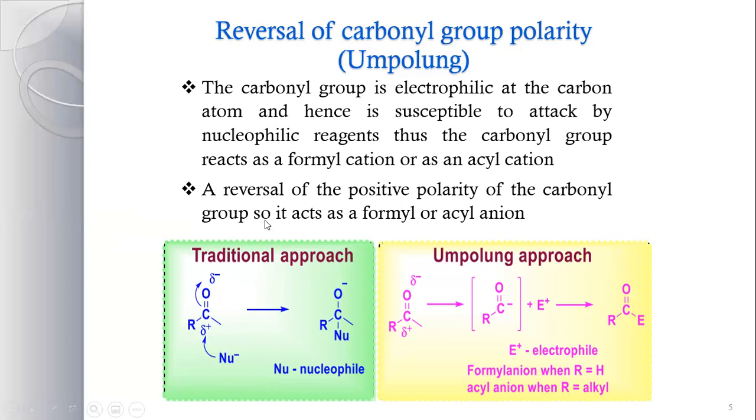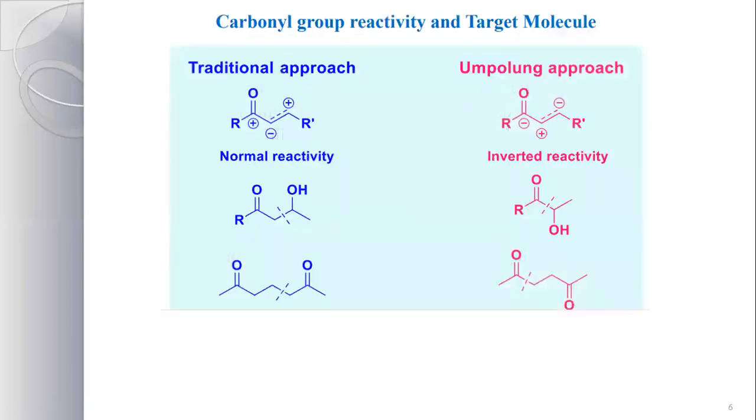In Umpolung, there is a reversal of the positive polarity of the carbonyl group, so it acts as a formyl or acyl anion. In the traditional approach, the carbon acts as a formyl or acyl cation. In Umpolung, the polarity of this reaction is reversed, and now it acts as an acyl anion or formyl anion.